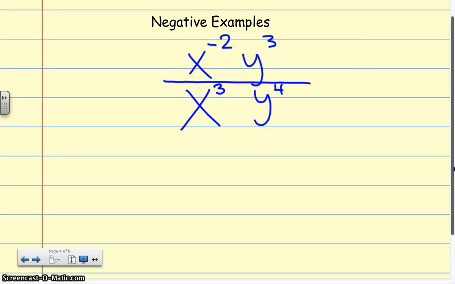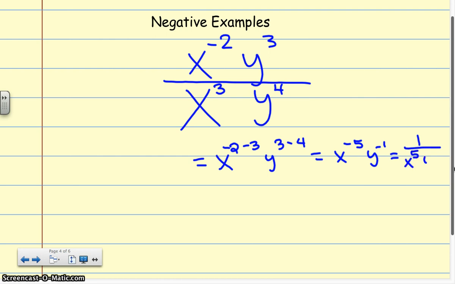So, the first thing I'm going to do here, with this negative example, I have x to the negative 2, y cubed, over x cubed y to the 4. This is going to turn into x to the negative 2 minus 3, y to the 3 minus 4, which is x to the negative 5, y to the negative 1. They're both negative. That turns into 1 over x to the 5th, y to the 1st, which is just y.